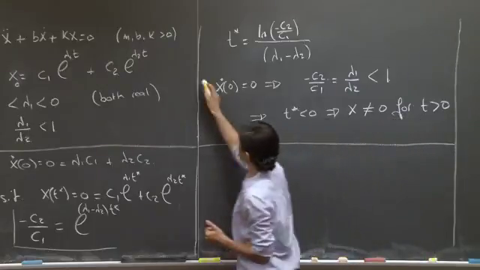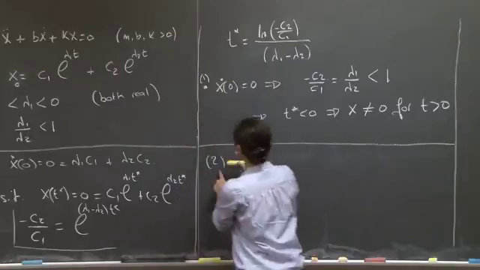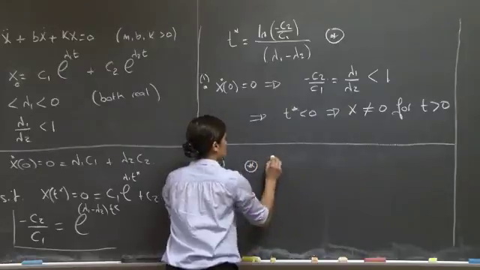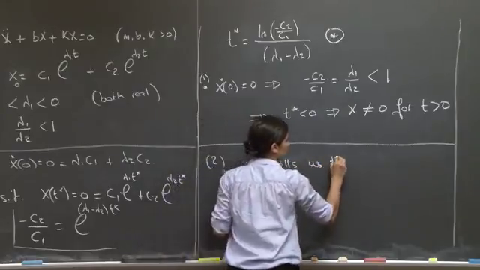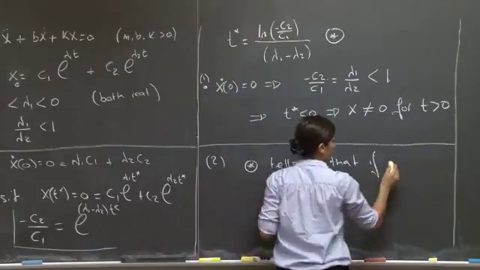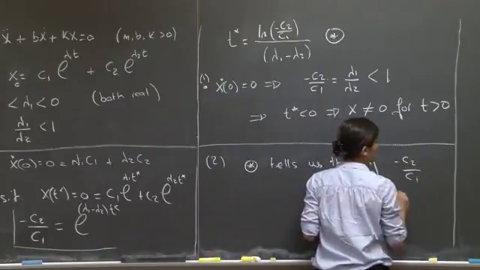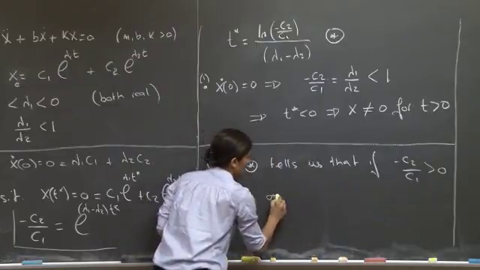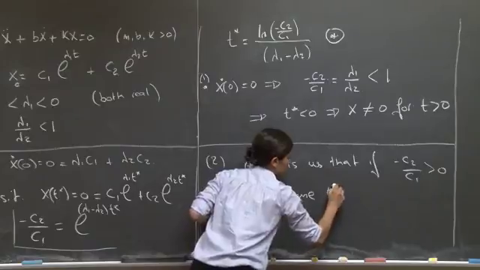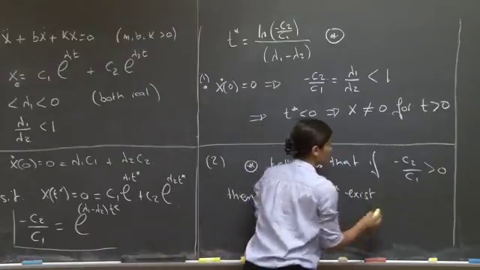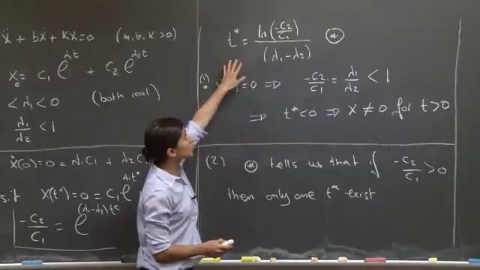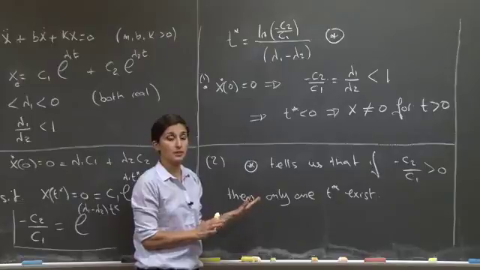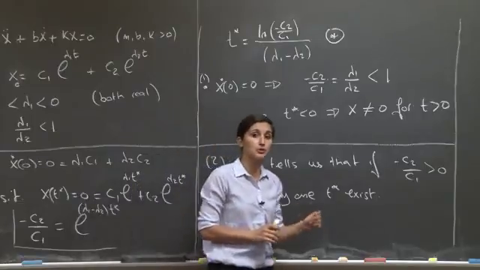The second part of the problem, so this was 1, just comes from the fact that if I label this star, star tells us that if minus C2 over C1 is strictly larger than 0, then only one t star exists. So if we have a solution, there is only one, and this is regardless of the initial conditions that we would be given. So the system cannot cross the equilibrium position more than once.